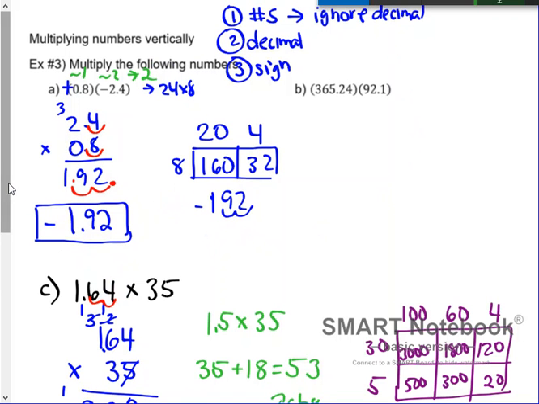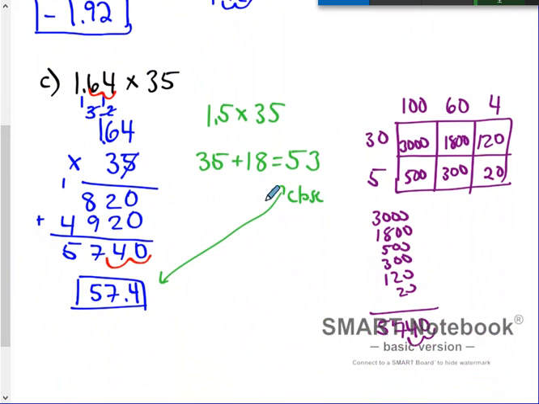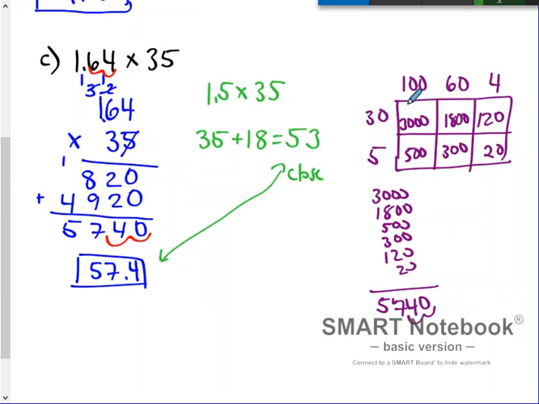And then with example C, before I move on to B, you can do the area model. So once again, just treating it like there is no decimal. So 160 and 4, and then 30 and 5, figuring out your 6 areas, adding them up, and you get the same answer. So 57.4.